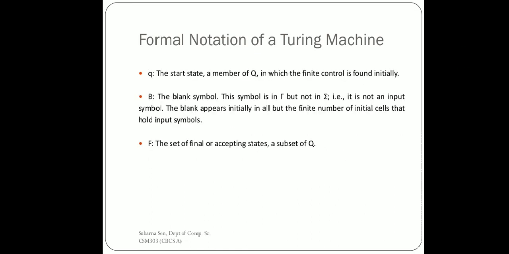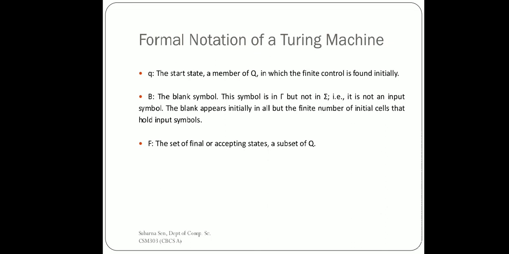And now here small q is the start state, B is the blank symbol, which is in tau but not in sigma, and F is the set of final states or accepting states. Remember, it may be one or it may be more than one. Fine.